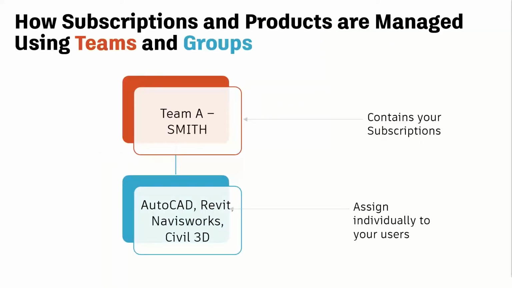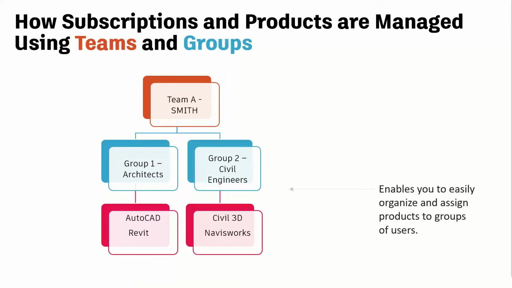So right here, you can see that we have the basic Autodesk account setup. One team, we'll call it Team A, and all of your subscriptions are located on that team. Anytime you add a user to Team A, you'll have to take the second step to assign them individual software. In this example, we have 4 subscriptions that would need to be potentially assigned.